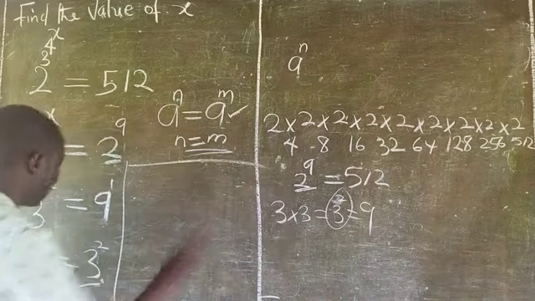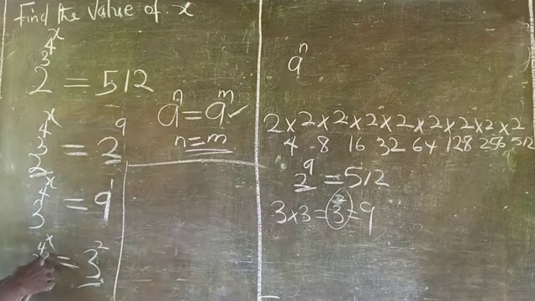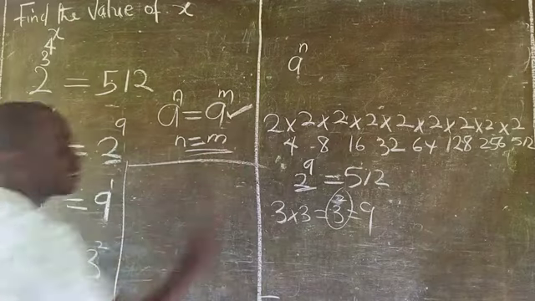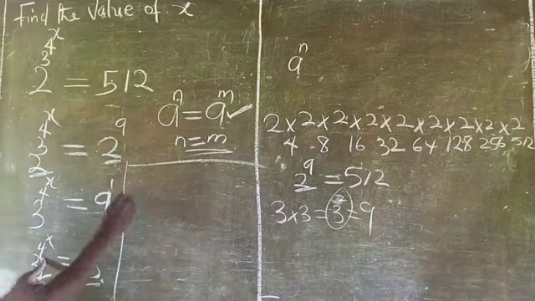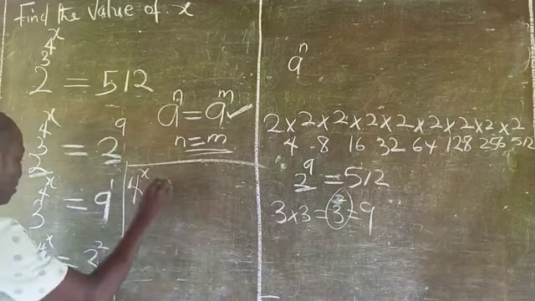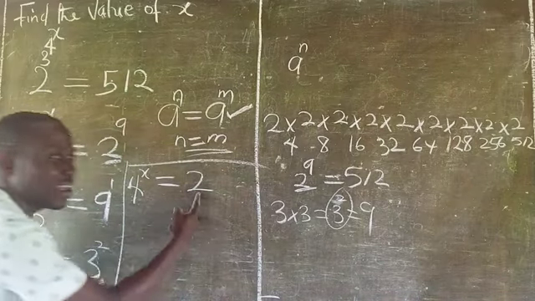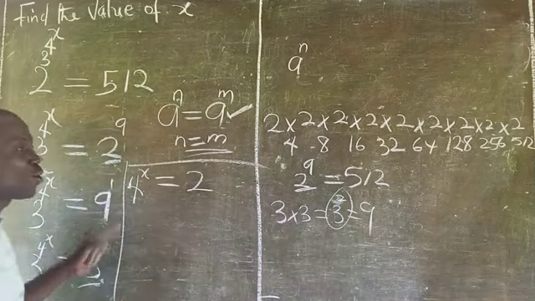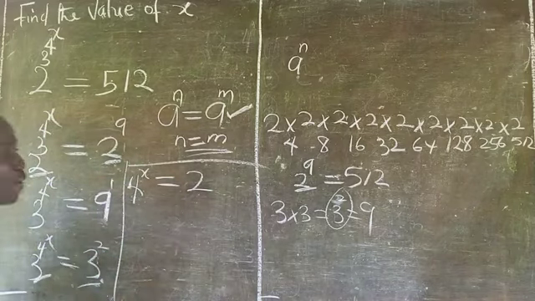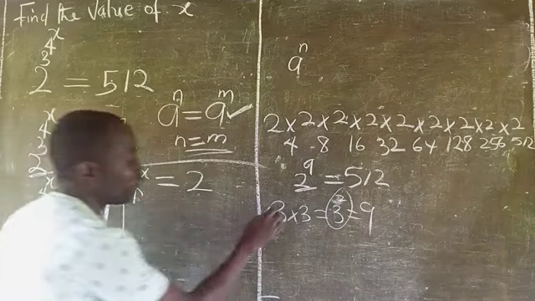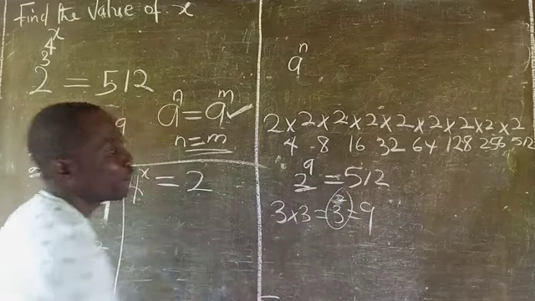And again, since the bases are the same, we're going to equate the powers, thinking about this law also. You see this? So we have 4 raised to power s equals 2. So now we have 2 here as a base and here 4. We can also do the same for what we did for 512.